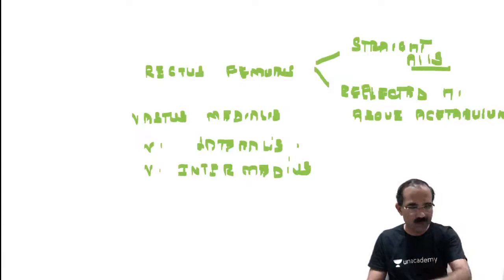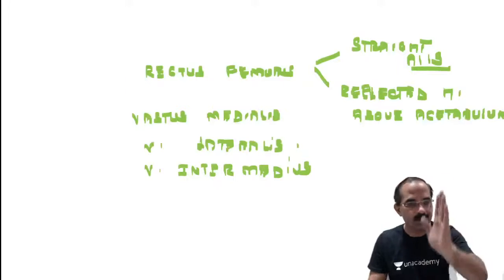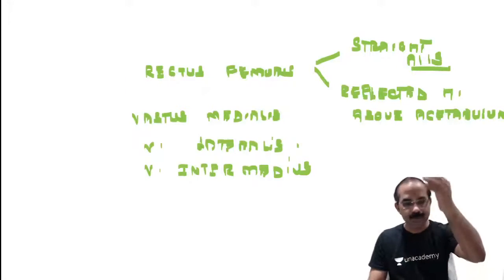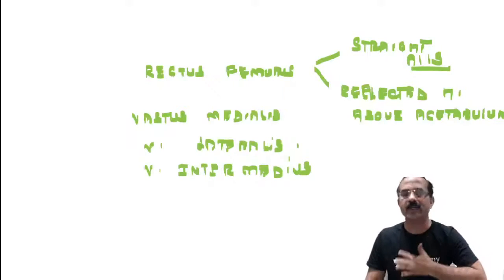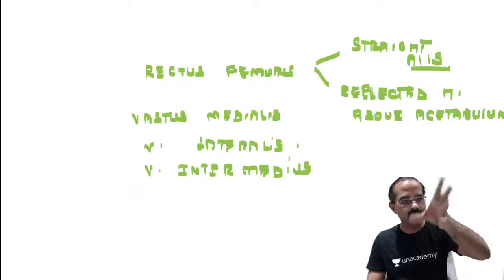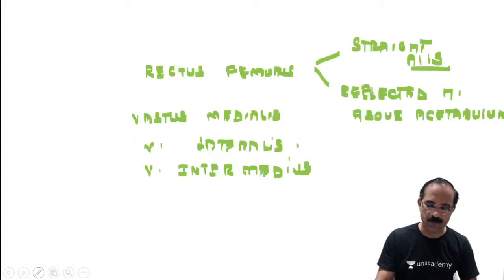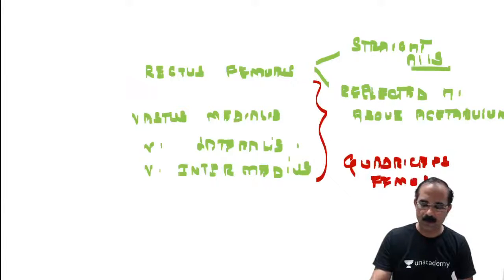So which are the four muscles included in quadriceps femoris? One is a straight muscle. What's that? The rectus femoris. The second is the vastus medialis, vastus lateralis and the vastus intermedius. Vastus intermedius lies below the rectus femoris. So together a set of four, and this is what we call the quadriceps femoris.